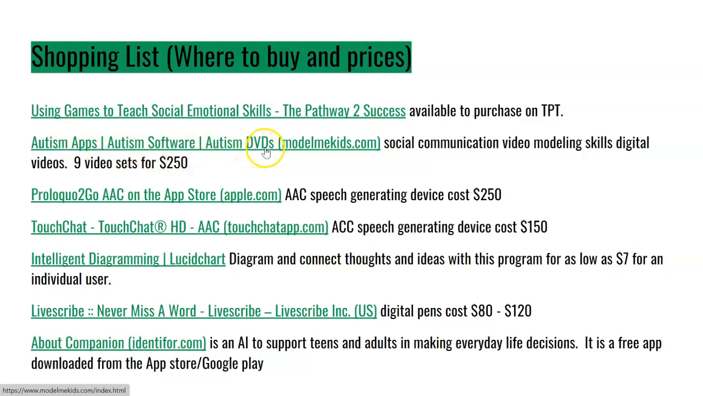Here's autism DVDs from Model Me Kids. They're digitally downloaded now that we're not really in the age of DVDs as much. It's video modeling, social communication skills. You can download a 9-video set for about $250. Proloquo2Go AAC, it's about $250. TouchChat's about $150. The intelligent diagramming Lucid Chart is actually only $7. And then the LiveScribe pens and systems cost between $80 and $120. And the About Companion app, the AI app, is free, and you can download it from the Apple Store or Google Play.